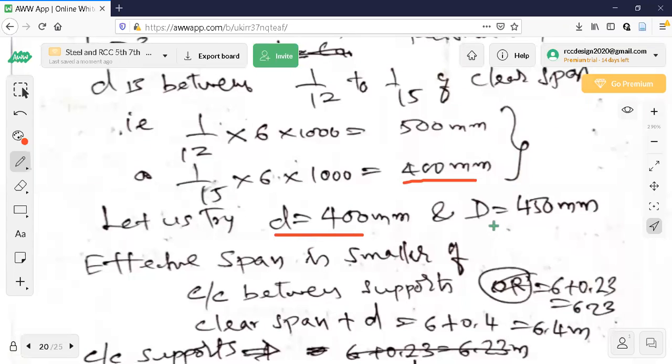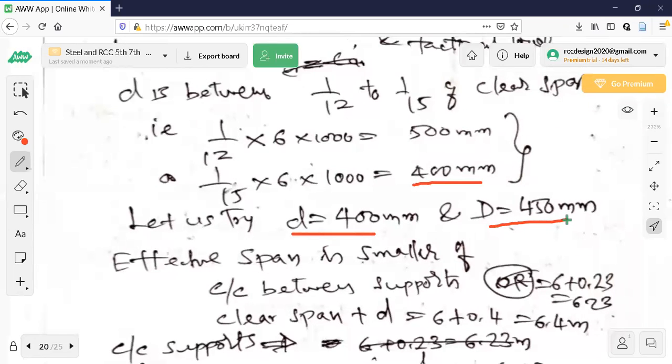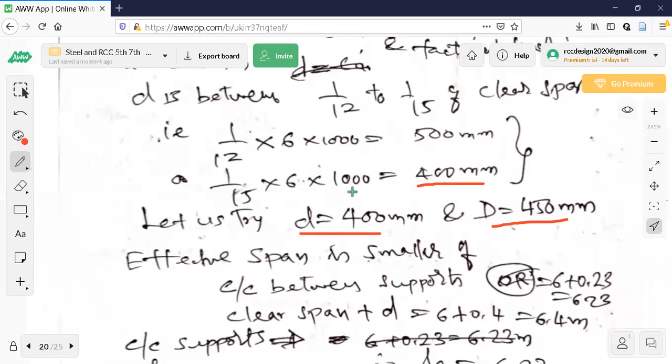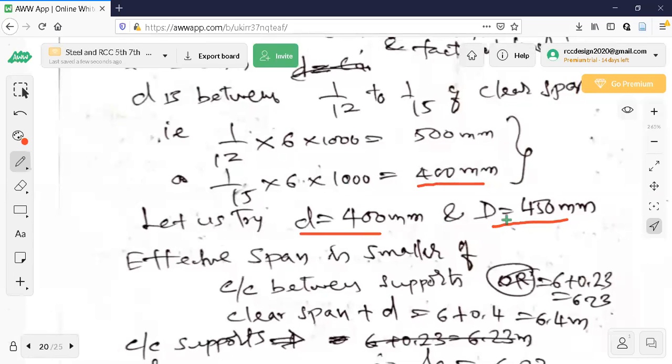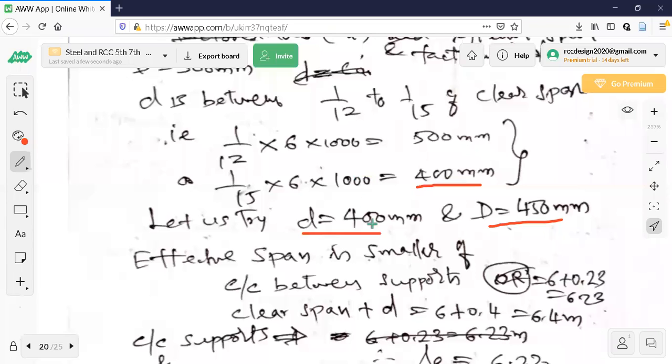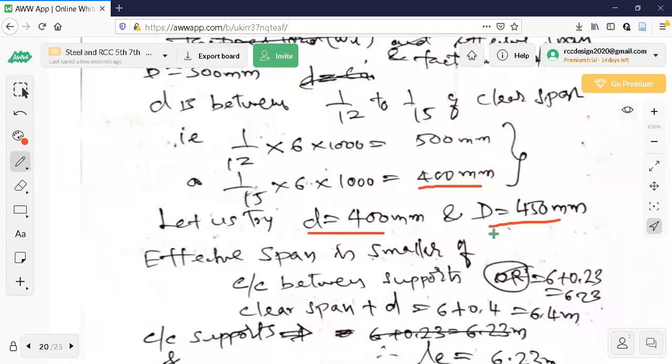Small d is 400. Capital D, add 50 mm to that, is 450 mm. Now the dimensions are fixed. These are all trial dimensions, and they should satisfy all the checks. Now the dimensions are 300 by 400. 300 is the width, 400 is the depth, and the total depth is 450. Okay, next.